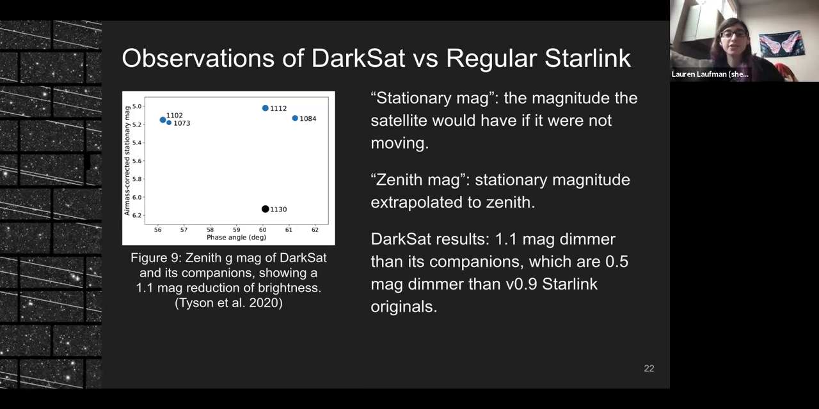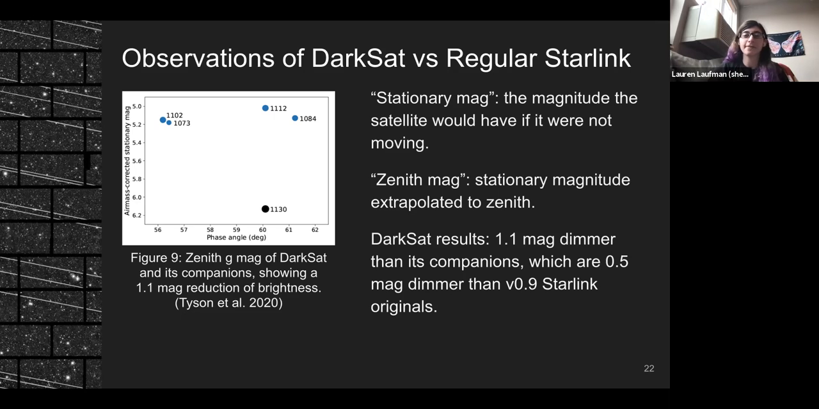So stationary mag just refers to the magnitude if the satellite were not moving. And so they just kind of extrapolated some stuff and did calculations. Zenith magnitude is what the stationary magnitude would be if the satellite were at zenith, which means directly above you in the sky. And yes, it is 1.1 magnitudes dimmer than the companions, which are the semi-darkened versions, which are 0.5 magnitudes dimmer than the original Starlink satellites.